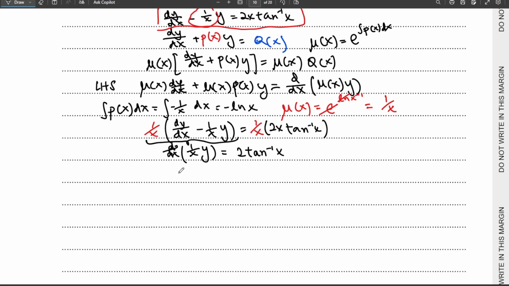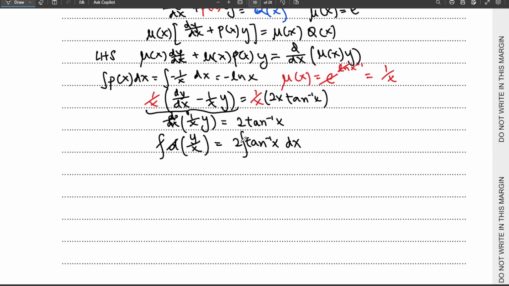And now we can separate the variables. On the left hand side, we have the differential of y over x. On the right hand side, we have 2 tangent inverse x dx. Then we can integrate both sides. On the left hand side, the integral is easy because the integral and the differential cancel each other. But on the right hand side, we have the integral of the inverse tangent of x.